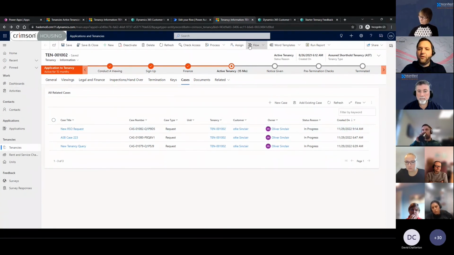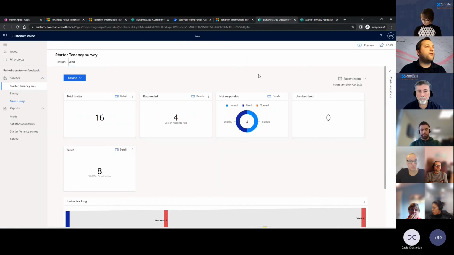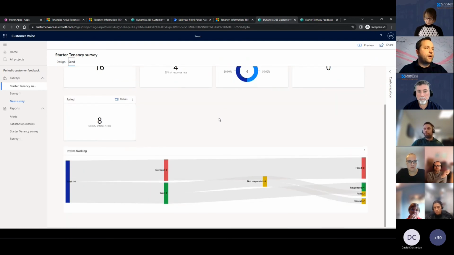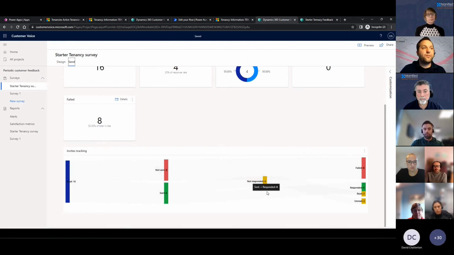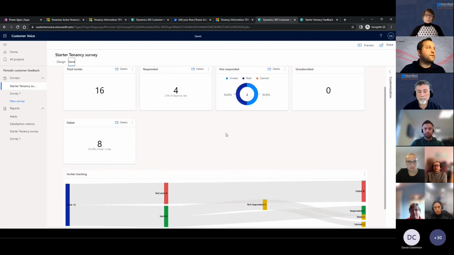So you can see the power of customer voice and the fact that if we've got this data in here, we can do loads of stuff with it. There's some other elements around the survey. What you can actually see is the number of surveys that have been sent out, ones that have managed to be sent to a person, ones not responded. So you can see some of those elements being done there.